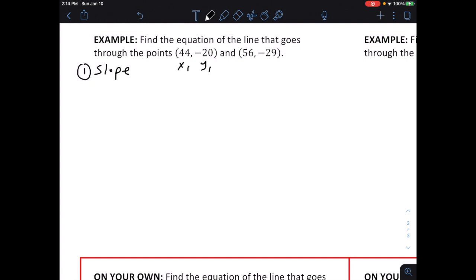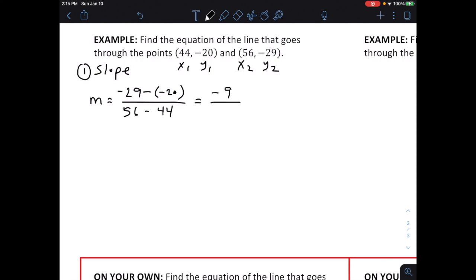x1, y1, x2, y2. Now these are kind of funky numbers, not the best numbers in the world, but we'll find our slope okay. So we have y2 minus y1, so negative 29 minus negative 20. Right away, they throw a curveball at us, subtracting a negative number. All right, and then we have x2 minus x1, so that's 56 minus 44. Okay, so if we simplify the top, instead of subtracting 20, we're going to add 20. So negative 29 plus 20 is negative 9.